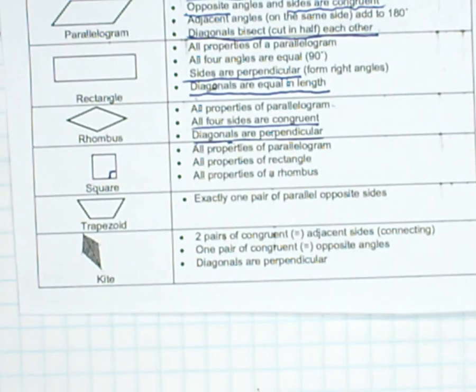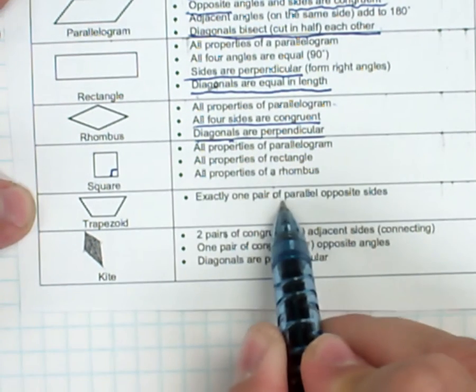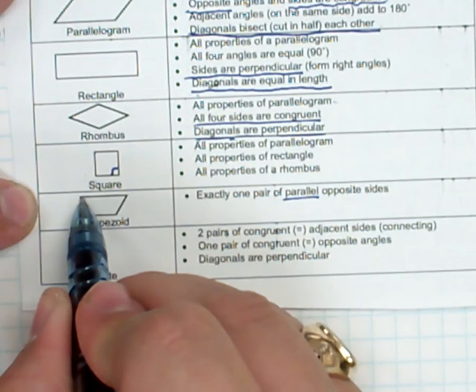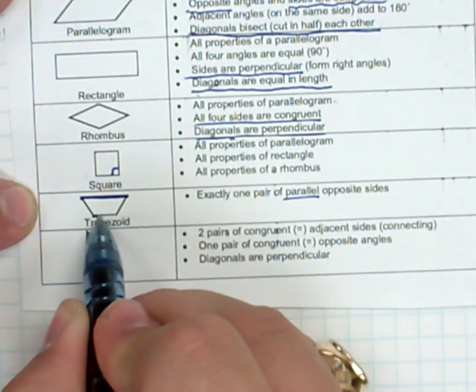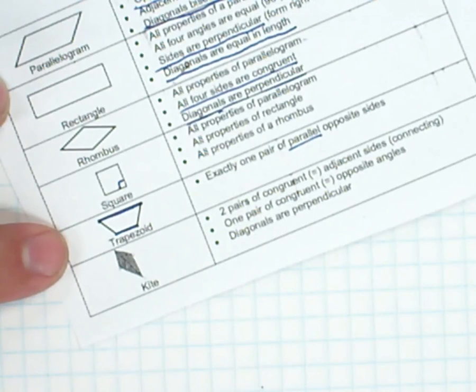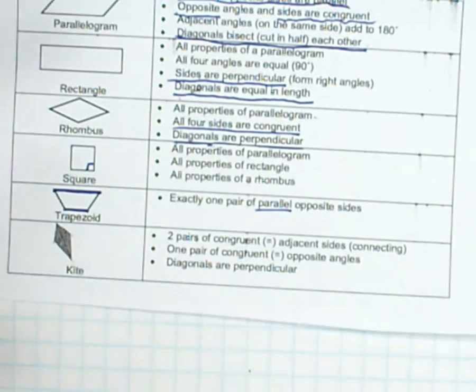All right, trapezoid, exactly one pair of parallel opposite sides. So I'd have to look at the slope of the bases. It's not going up, so there is no slope, but I mean like if you had it on a coordinate plane where it's tilted like that. Okay.